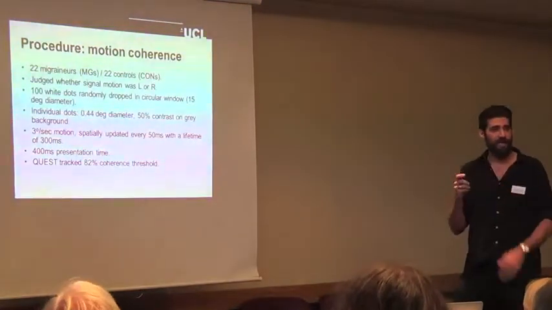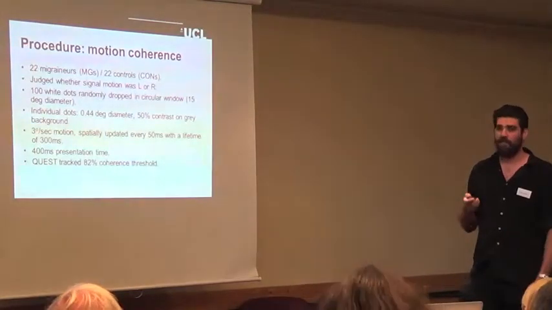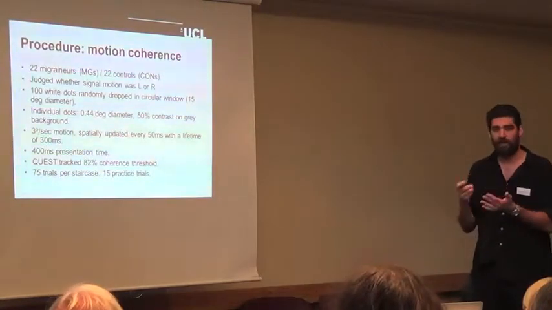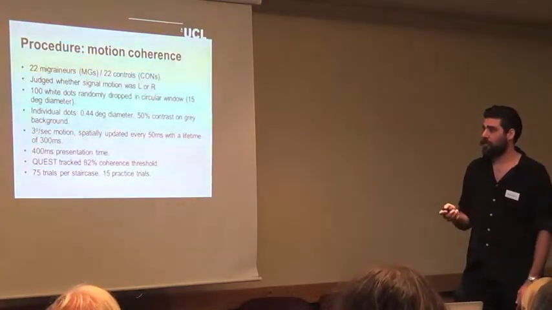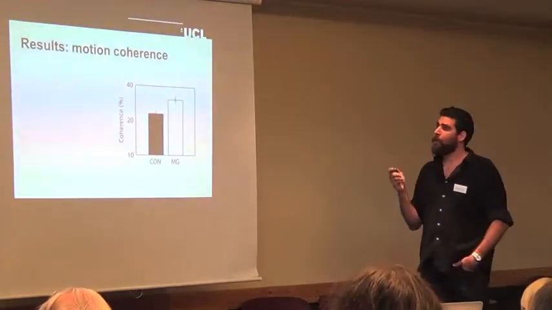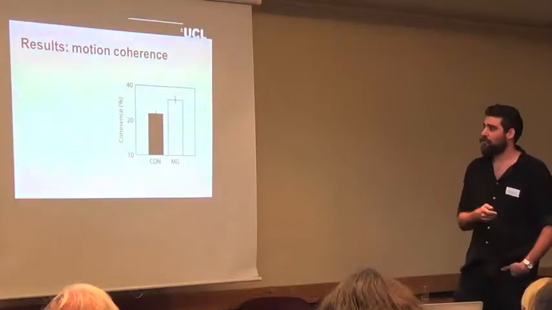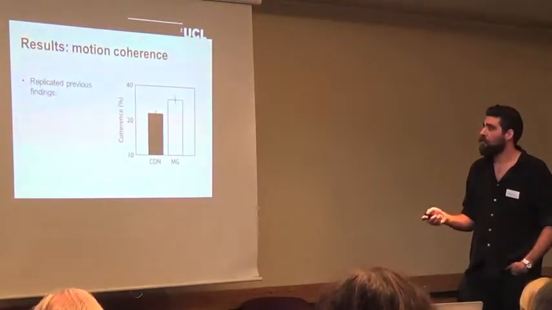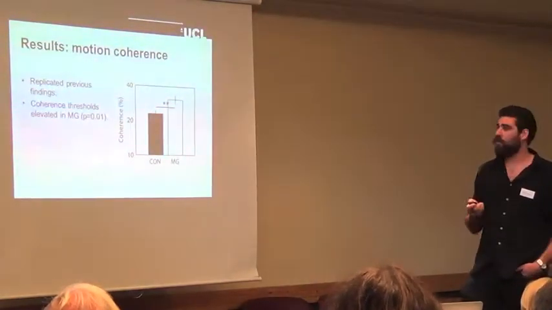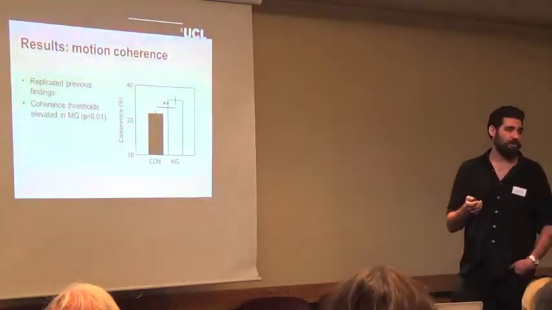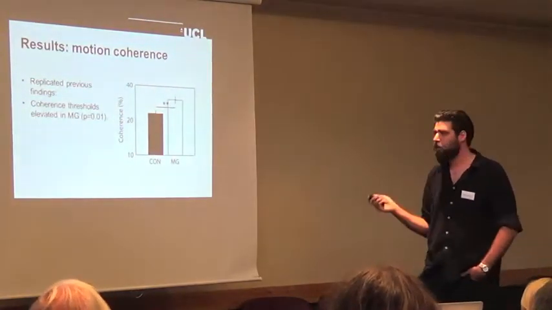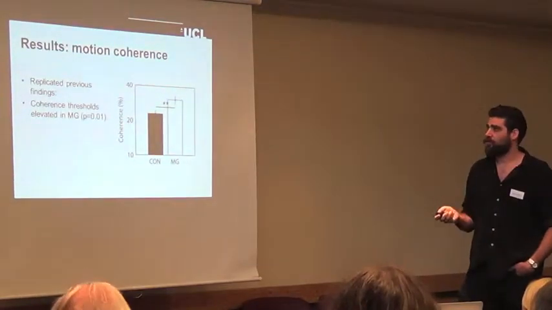And Quest tracked the 82% coherence threshold. In other words, what proportion of signal to noise dots would support 82% correct performance. And we had 75 trials per staircase, and 15 practice trials. Okay, so these are the results we found, and basically we replicated previous results and showed that coherence thresholds are elevated in migraine relative to controls. In other words, they need a higher proportion of signal to noise dots to achieve the same level of performance discriminating the direction of motion.